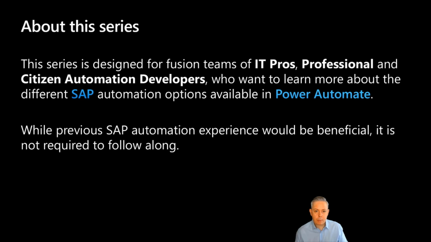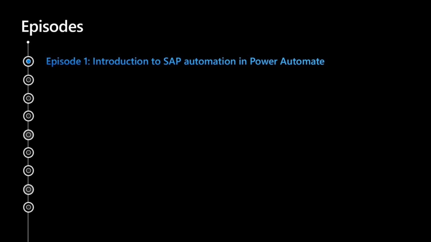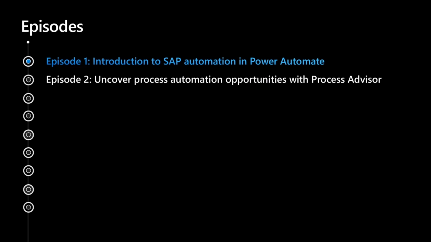Throughout that series, we are using a fictitious purchase requisition process to showcase our different capabilities. So let's review the episodes. This series includes 9 episodes. In the first episode, I'll introduce you to the overall Power Platform and the different SAP automation and integration options available in Power Automate. In the second episode, we'll use Process Advisor's process mining features to identify process bottlenecks of a purchase requisition process. The outcome of this analysis will be used to improve the process and to apply automation with the help of Power Automate.